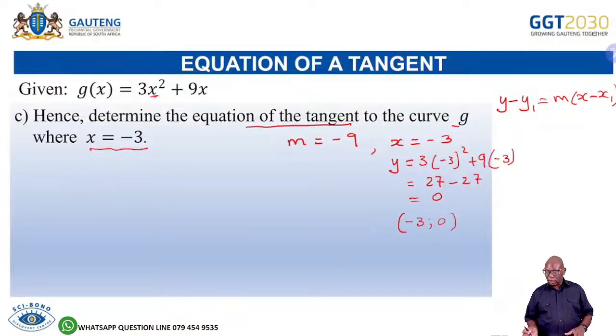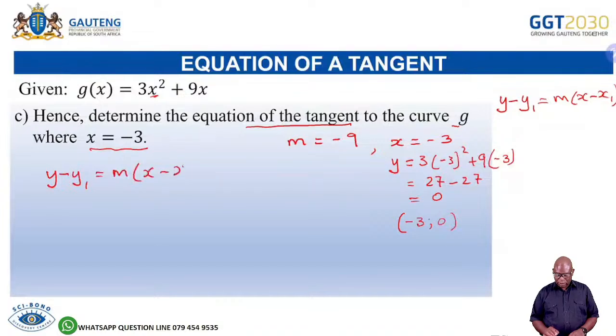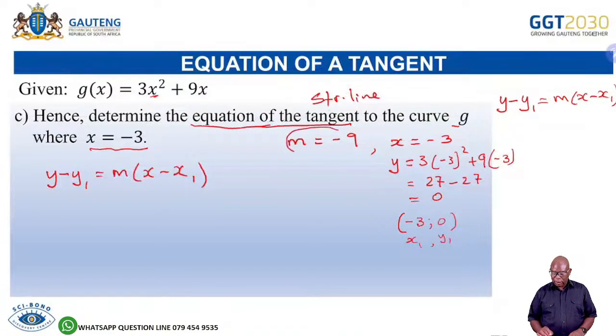So if I've got -3 and 0, how am I going to get the equation? y minus y1 equals m into x minus x1. Now I'm determining the equation of the tangent. Remember, a tangent is a straight line, so I need the equation of the straight line. So this is my x1, this is my y1, and that is my gradient here. So I'm substituting now. y minus y1 is 0, my gradient is -9, my x1 is -3.